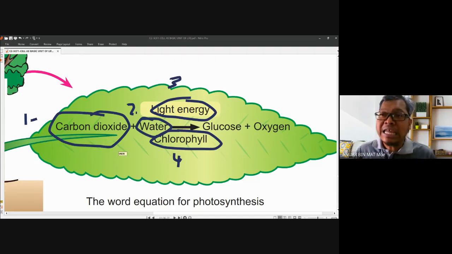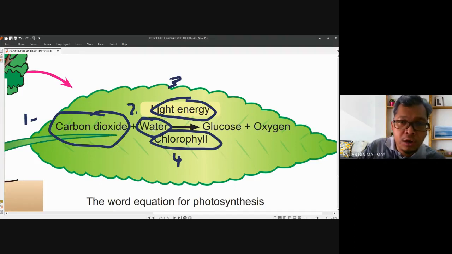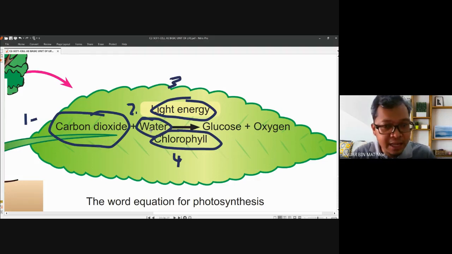Photosynthesis happens only in plants, and it requires carbon dioxide gas. Number two, water. Where does the plant get the water? Usually from the soil, from underground through its roots, right?